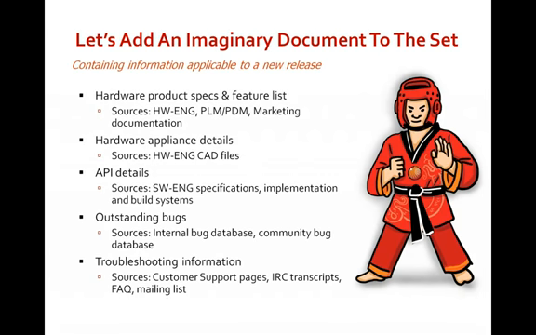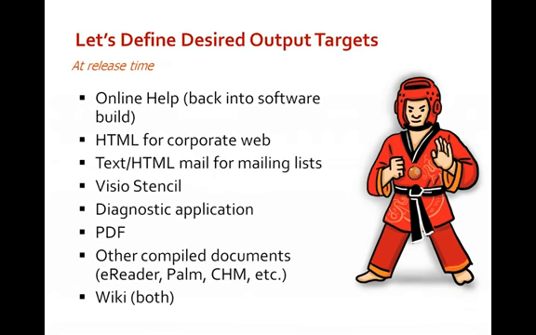It'll come from implementation and build systems, so it'll come partly from the subversion repository or from like a Maven build system. Or it's got outstanding bugs that are in the corporate software as well as in the community supplied software. And you've got troubleshooting information on the support pages. You've maybe got IRC transcripts, you've got a FAQ, you've got a mailing list to deal with. When you add this new document, it's going to get added to all of these other spaces too, right? Okay. So let's talk about if we add this new document, we're also going to define what our desired output targets are at release time.